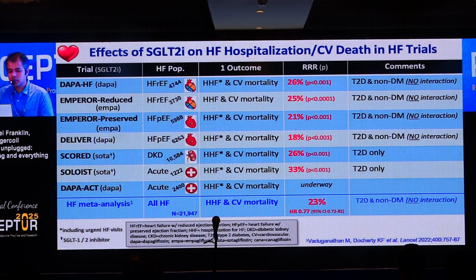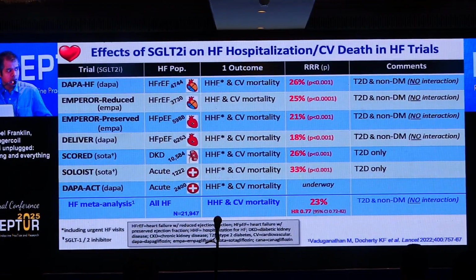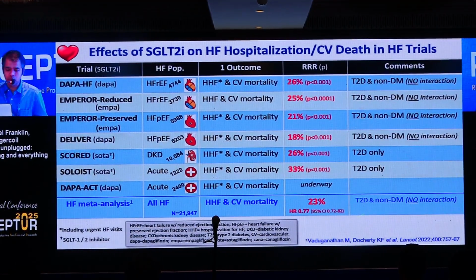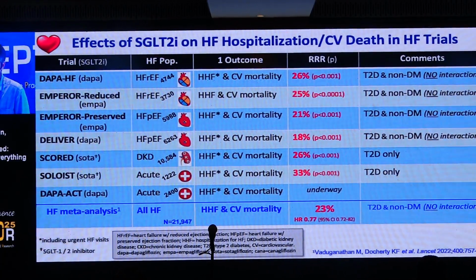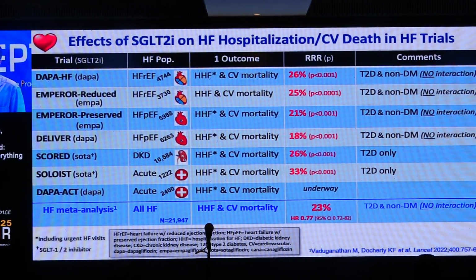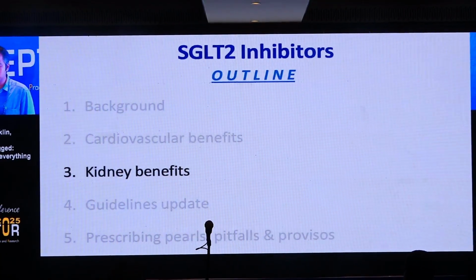So these were the major heart failure trials, which included both heart failure with reduced ejection fraction and heart failure with preserved ejection fraction, and they included both diabetic as well as non-diabetic individuals. From the pooled meta-analysis, there was around 23% risk reduction for heart failure hospitalization or cardiovascular death in heart failure trials. So moving on to kidney benefits.